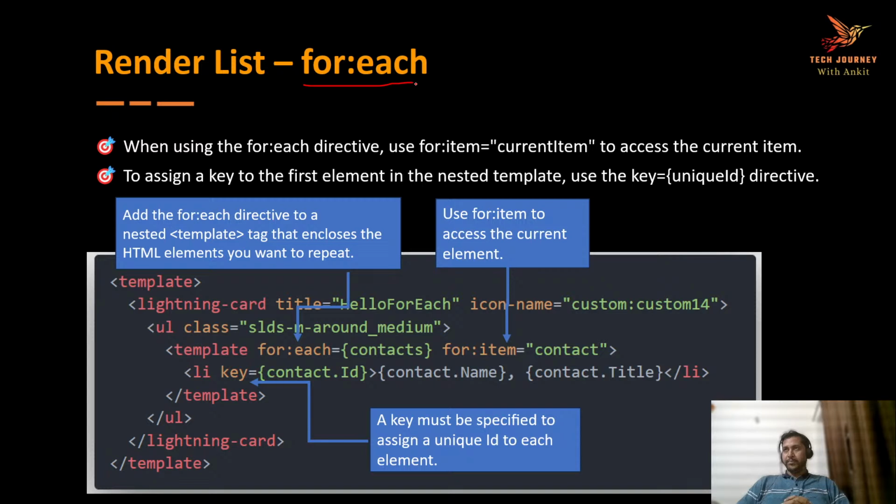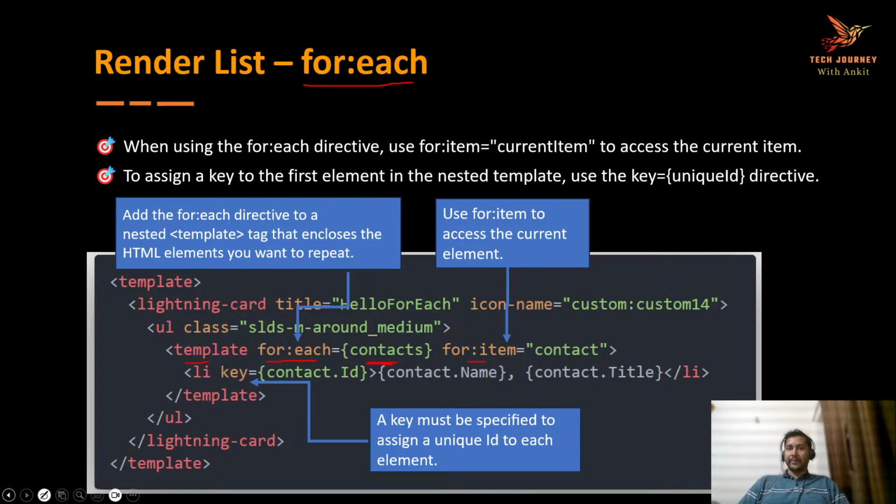So we do have two options available with respect to the Lightning Web Component whenever we have to render the output on the UI. First we will discuss how you can render the output by using the for:each directive. To render the output using the for:each directive, you have to use the template followed by the for:each. In the for:each, you specify the array that you have to render. After that, the for:item. In the for:item, you accept the current element.